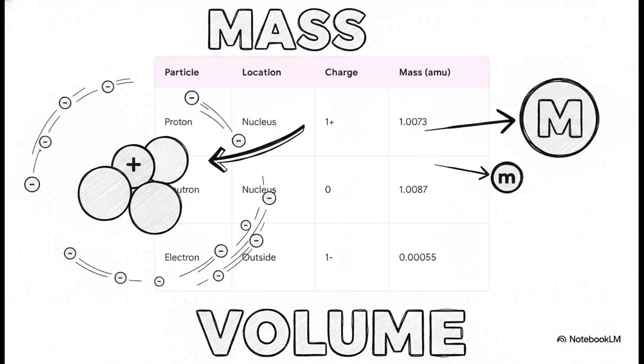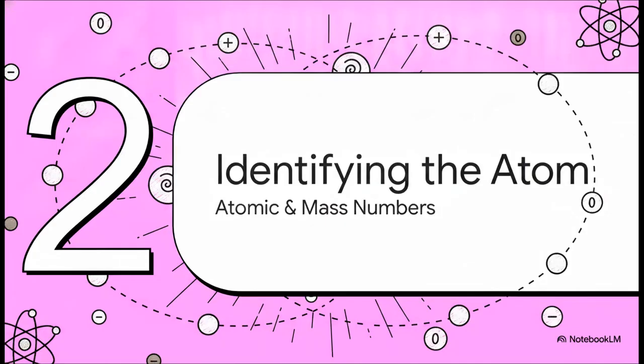Now, what's really interesting here is the distribution of mass. Protons and neutrons make up practically all of the atom's mass. They each weigh about 1 atomic mass unit, or AMU. But the electrons zooming around the outside are incredibly light. It would take about 1,800 electrons just to equal the mass of a single proton. So almost all the mass is right there in the tiny nucleus, while almost all the volume is just that empty electron space.